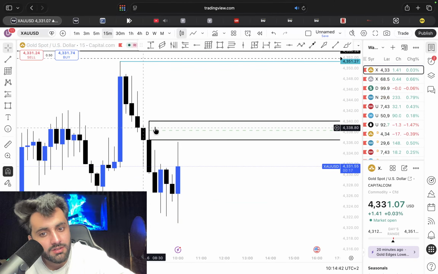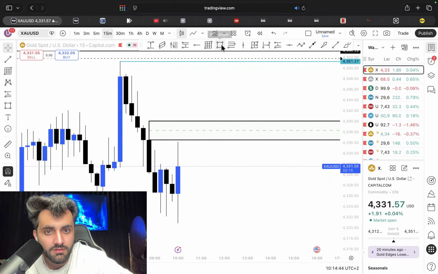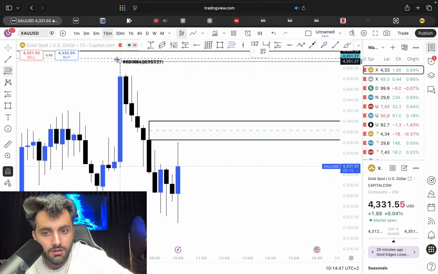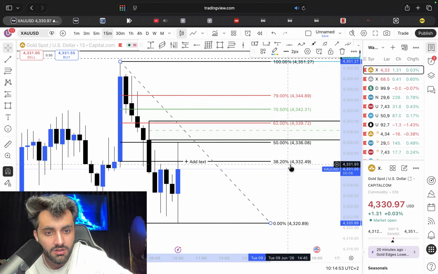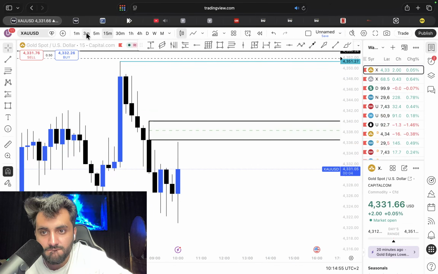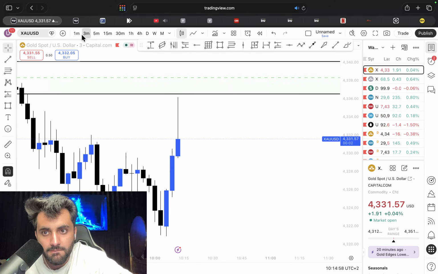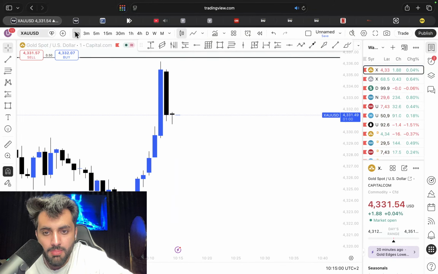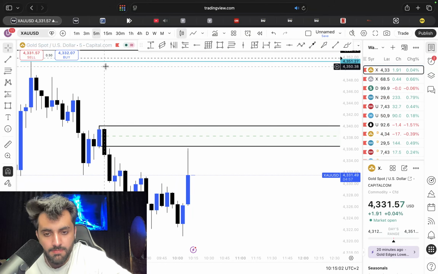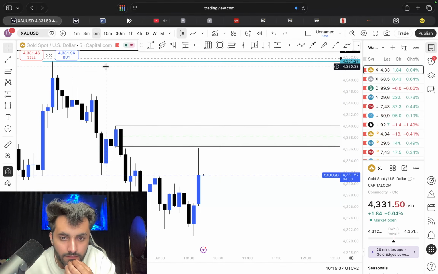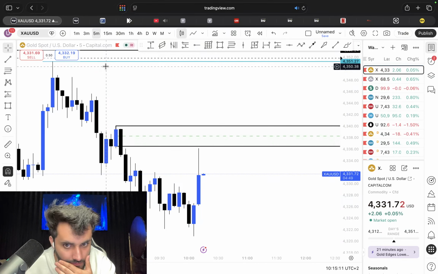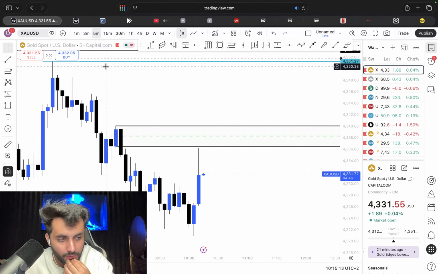Okay, it swept this 15-minute liquidity, and it's not going to shift structure. That's a bearish confirmation. I'm just gonna wait for a bit.